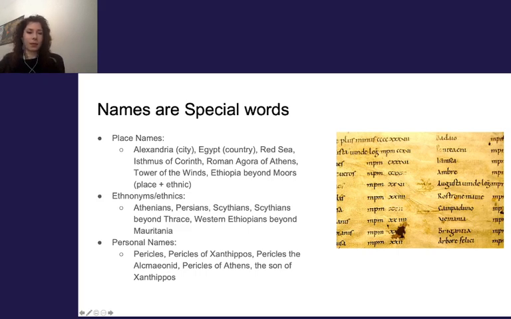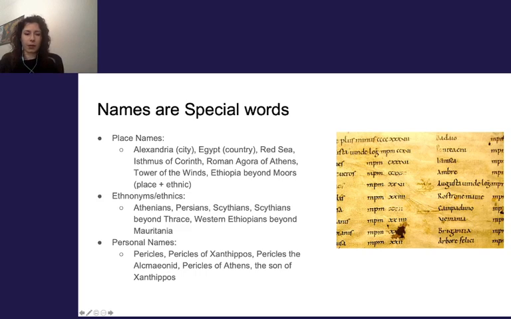Again, personal names largely have the same problem, so we can have a simple one-word name like Pericles, but we can also have a combination of name and family names, like Pericles of Xanthippos, Pericles the Alcmaeonid, Pericles of Athens. And Greek is very big with patronymics, maybe you know this, so sometimes a person can be indicated with the corresponding patronymic, which in English would be, for example, the son of Xanthippos, rather than Pericles. And evidently, in this case, one of the words is not even capitalized.